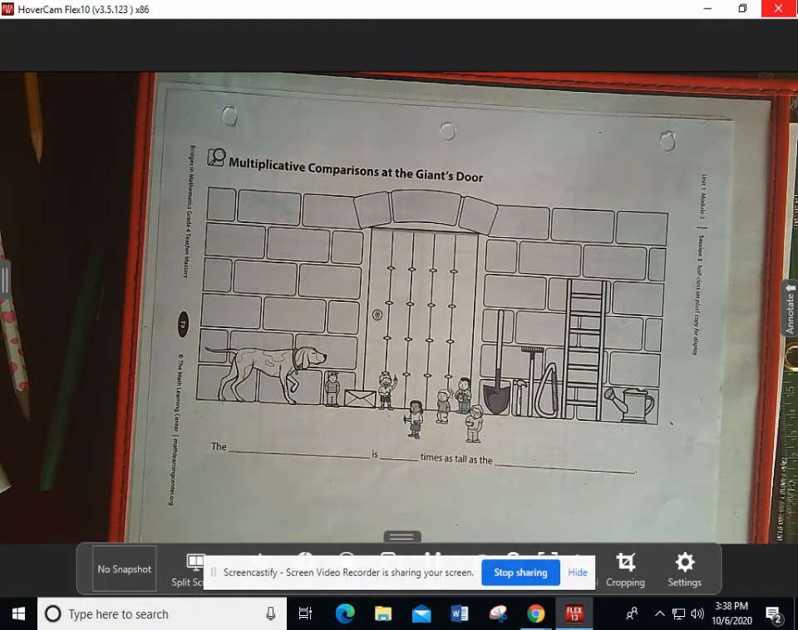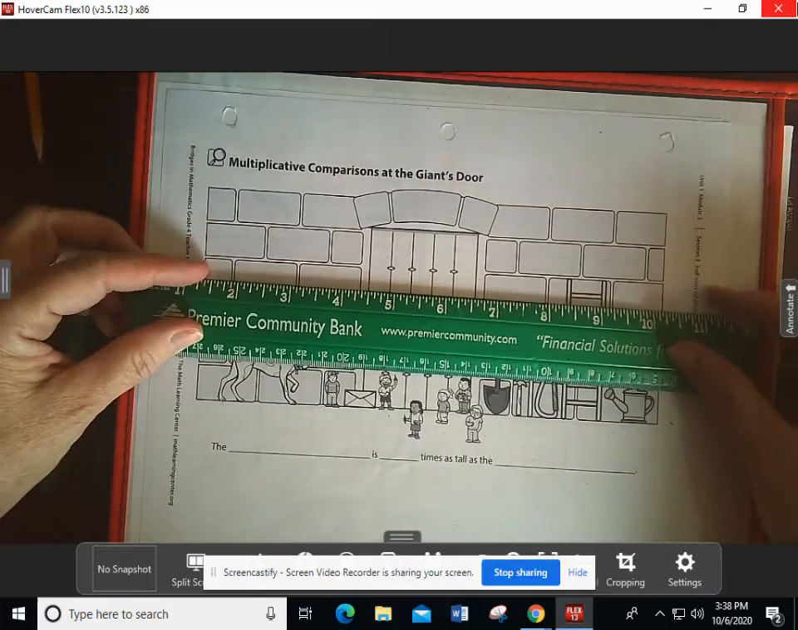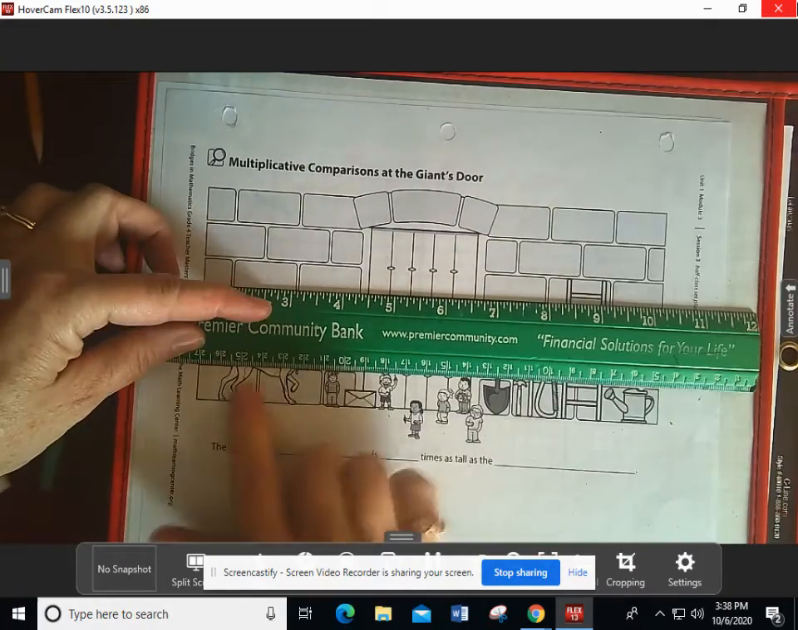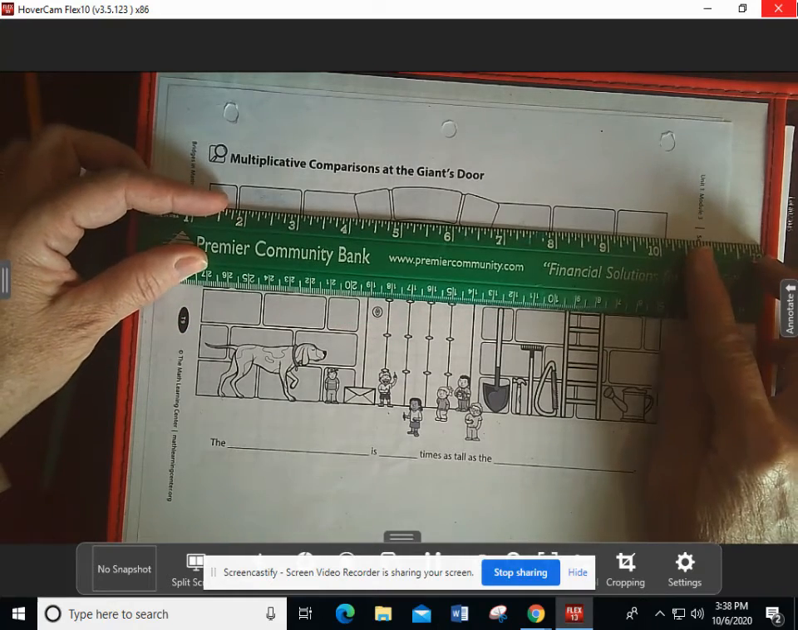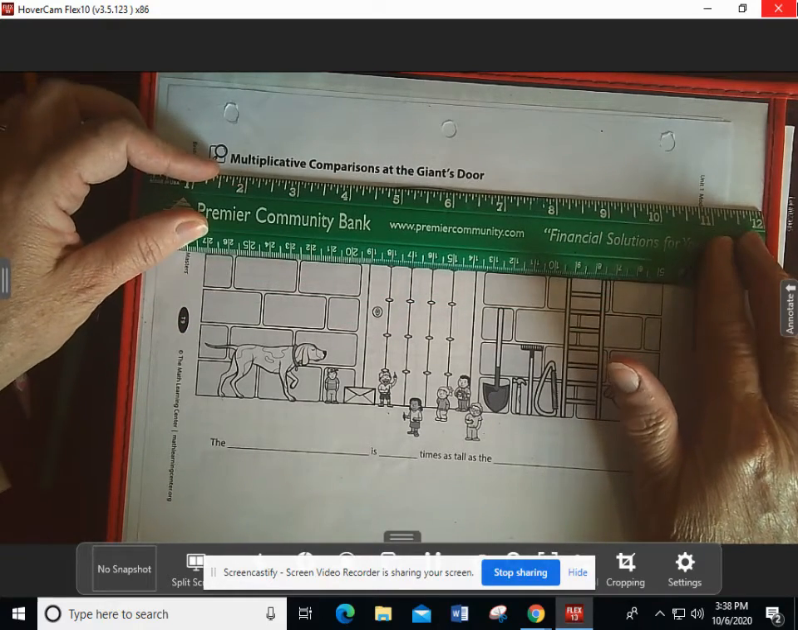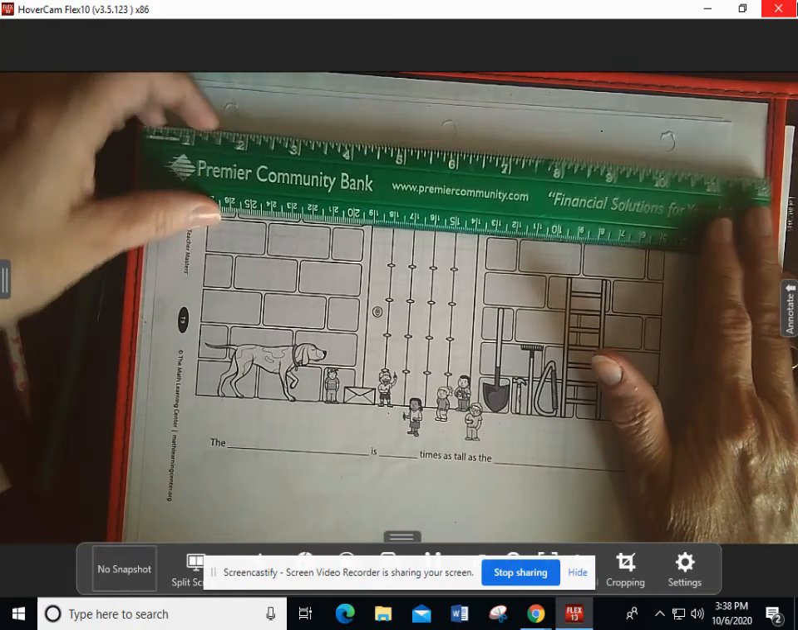Did you notice that if we look across, well, look at that. We've got kind of like a divisions going on. We've got a layer of bricks and another layer of bricks and another layer of bricks and another layer of bricks. There's our last layer of bricks.